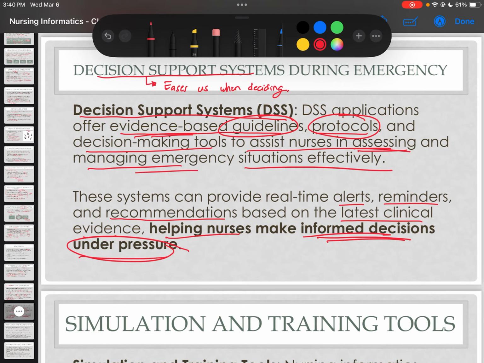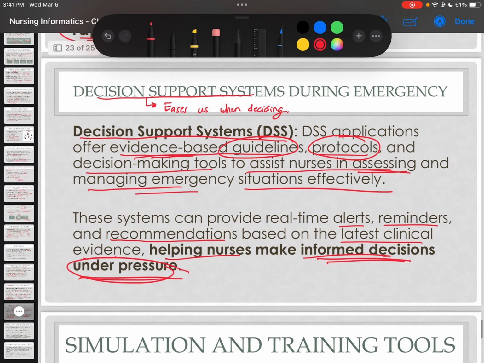decisions under pressure. Okay, as I've said, in an emergency, it is a high pressure, high tension situation for the nurse. You will really tremble, class. The first time you see a patient who has been stabbed, you tremble because you do not know what to do first. Okay? All of your training, class, goes out of your head. It goes out, you forget everything. The main reason for that is because it is a high pressure situation. So, you need support. Okay, you need support. That's why we have a decision support system.